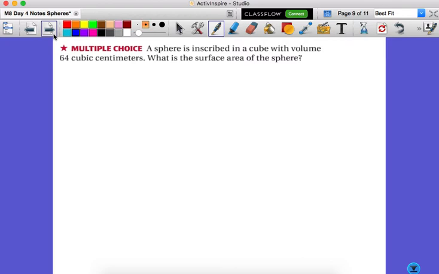So it says a sphere is inscribed in a cube with a volume of 64 inches. What is the surface area of the sphere? So what this means is we've got a sphere that fits perfectly inside of this cube. And I know that my cube has a volume of 64 cubic centimeters. So think about this. For volume, we're doing the area of the base times the height. But since the base, the height, and your width, if you will, or your length, if you will, all of those dimensions are all the same. So really, whatever the side is gets cubed, because length, width, and height are all the same.